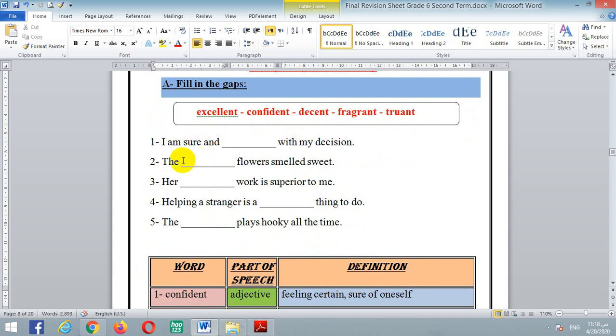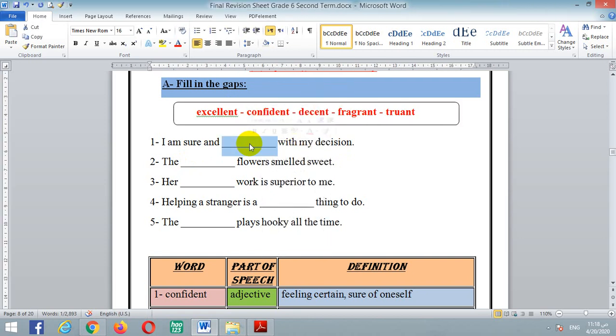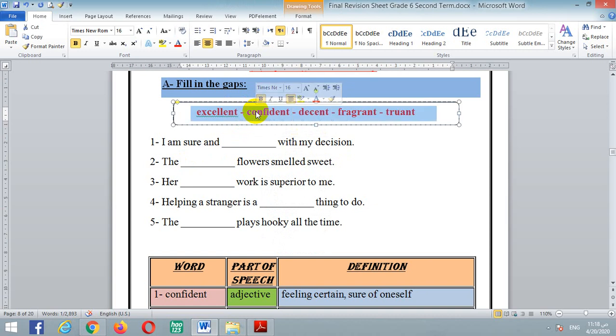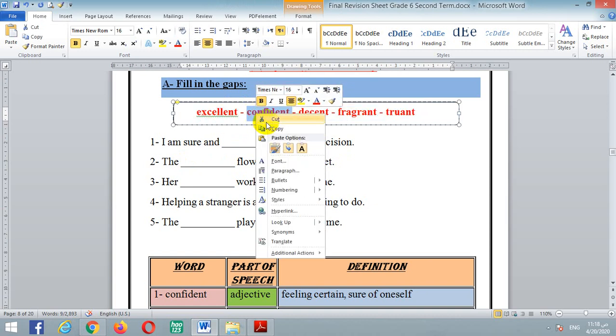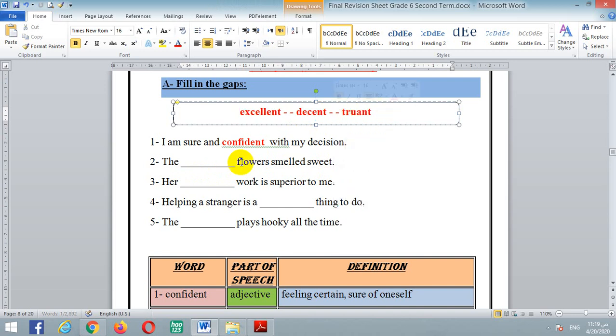Number 1, I am sure and blank with my decision. So I am sure and, yes, confident. I'm confident of myself. So number one, confident. Number two, the blank flowers smelled sweet. The... yes, excellent. Fragrant means flowers of good smell. Fragrant.